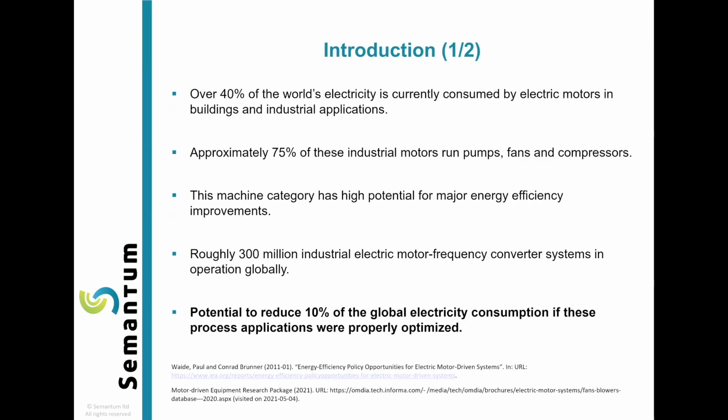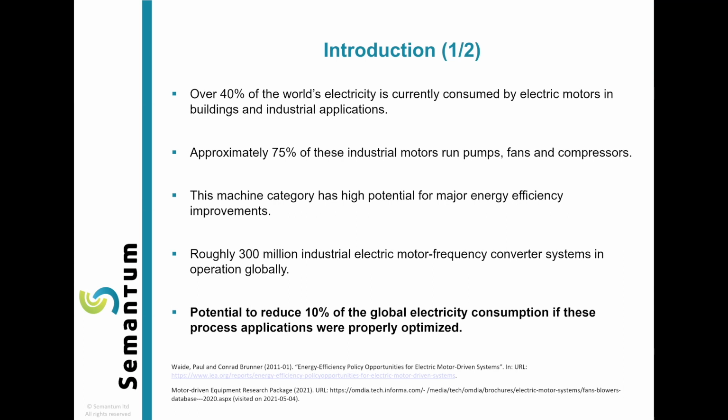So introduction. These are some numbers that we found while searching for sources, but essentially 40% of world's electricity is currently consumed by electric motors in buildings and industrial applications. And approximately 75% of these industrial motors are used to run pumps, fans, and compressors. And this machine category specifically has high potential for major energy efficiency improvements.